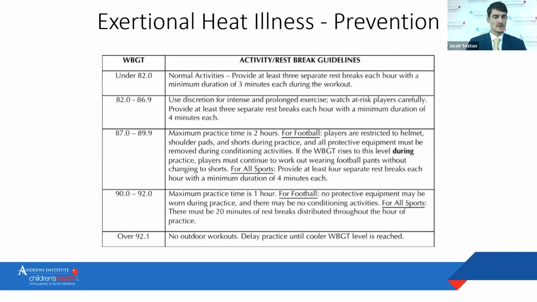This slide here comes from the Georgia High School Athletic Association. This is kind of their guidelines for using the wet bulb globe temperature index. As you can see, under 82, normal activities, no restrictions. And as that wet bulb globe index increases, then you have subsequent changes into how long you're allowed to practice, when you can practice, and where you can practice, with subsequent discontinuation of activity with any wet bulb globe temperature greater than 92.1.